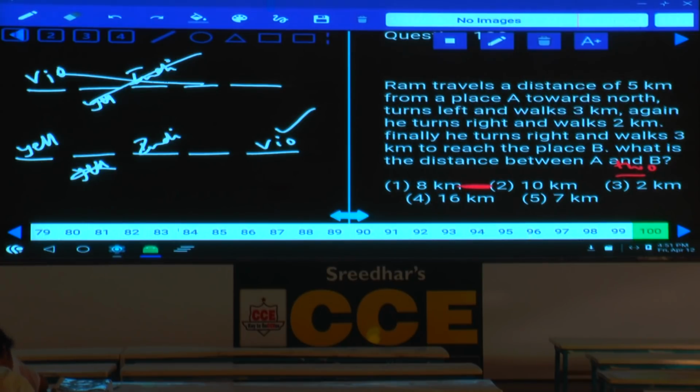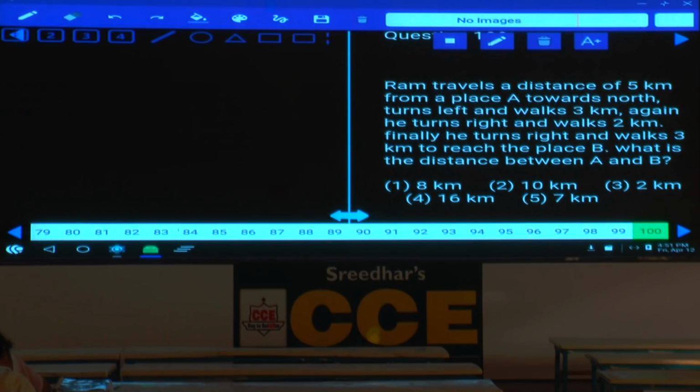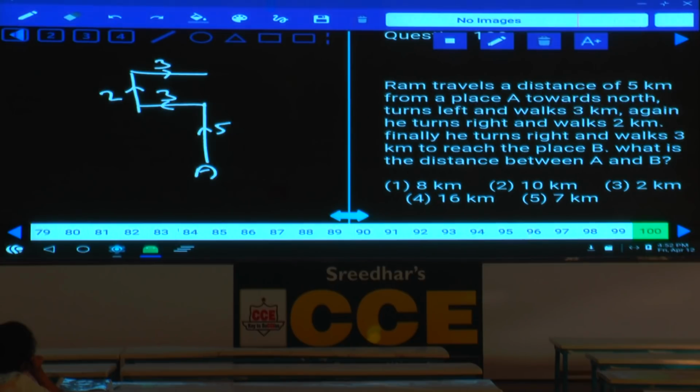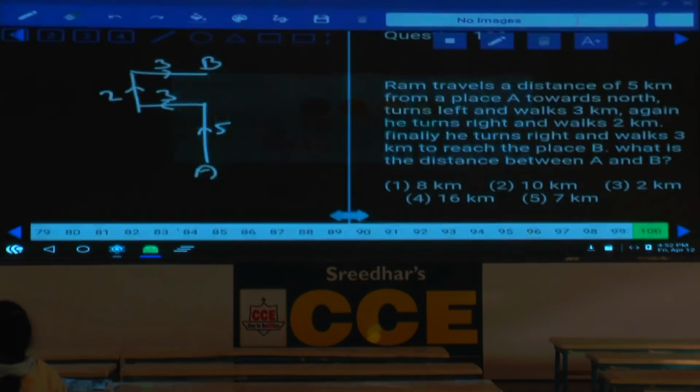Then question number 100. Ram travels from a place A. From here, first he travels 5 kilometers towards north, then turns left and walks 3 kilometers, and again he turns right and walks 2 kilometers, and finally he turns right and walks 3 kilometers to reach a place B. Now A is the starting point and B is the final point. Then what is the distance between A and B?